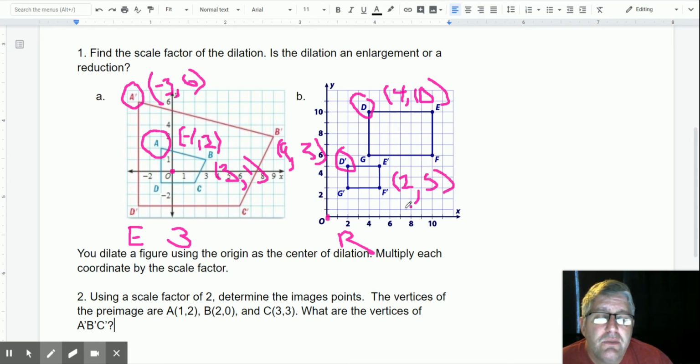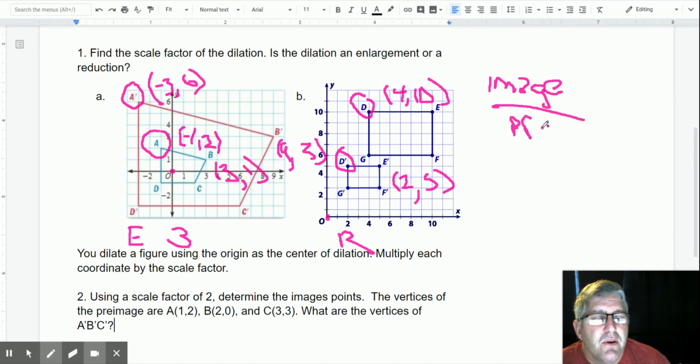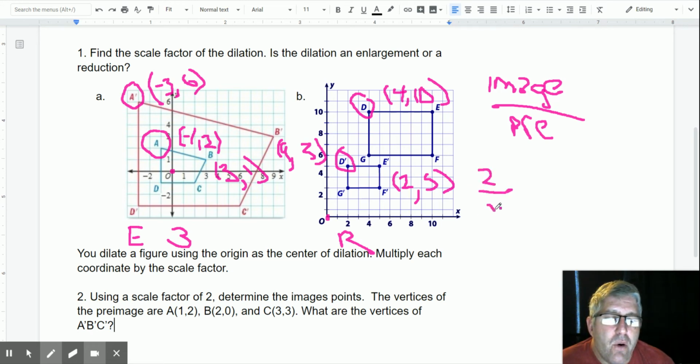Well, we know it's a reduction. So let's divide 2 by 4. I'm always going to divide the image by the pre-image. The pre-image, that's really terrible. I'm sorry, I'm trying to write with a mouse. So I'm dividing the image by the pre-image, and that's 2 divided by 4. Well, that equals, if I simplify that, 1 divided by 2.